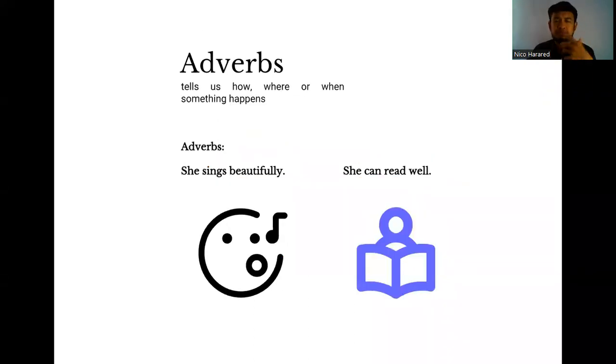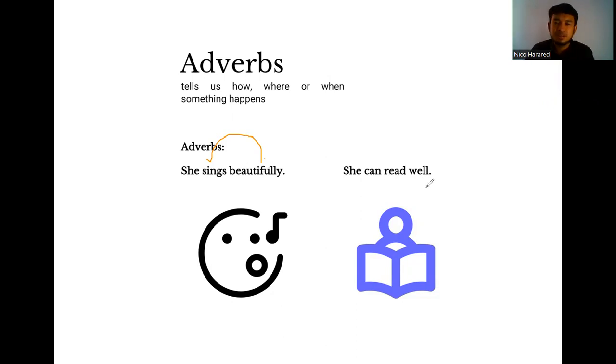So what about adverb? An adverb is something that tells us how, where, or when something happens. For instance, adverbs just like this: She sings beautifully. So how does she sing beautifully? This describes the verb. She sings how? Beautifully.